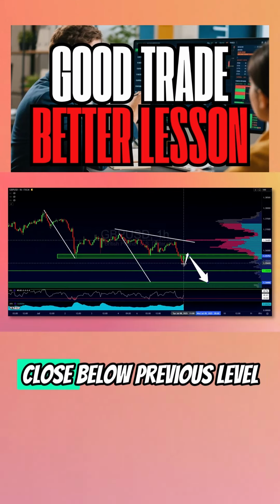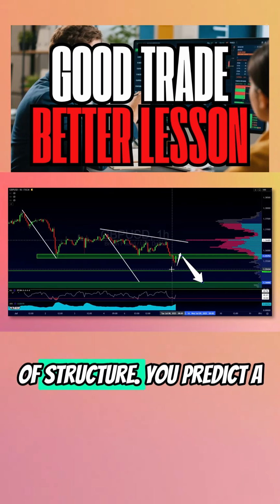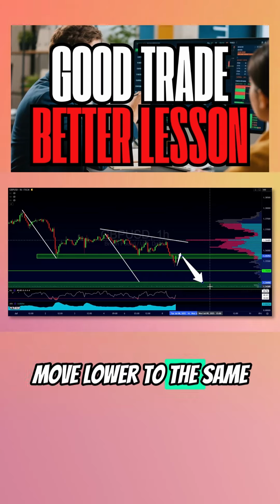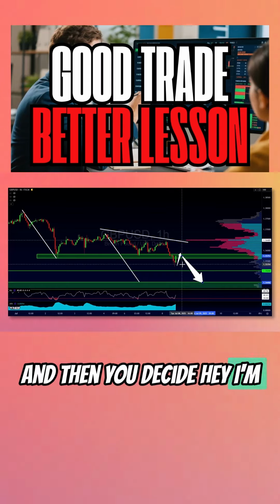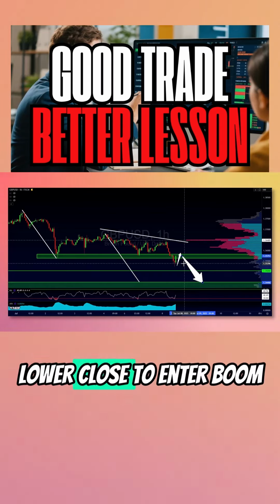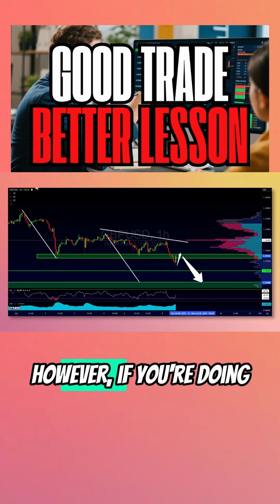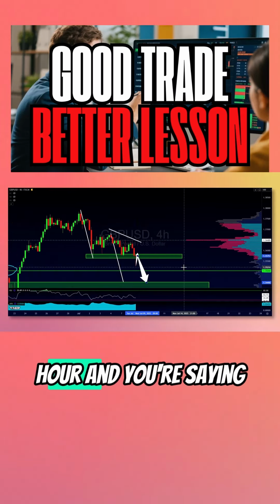You identify break and close below previous level of structure. You predict a move lower to the same levels I just showed you, and then you decide, hey, I'm going to wait for a pullback and a lower low, lower close to enter. Boom, everything lines up.